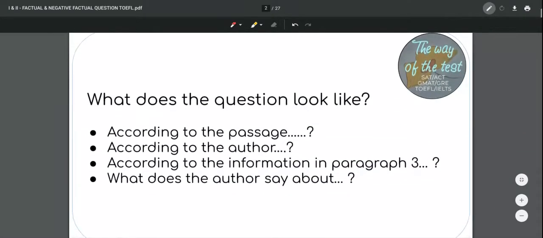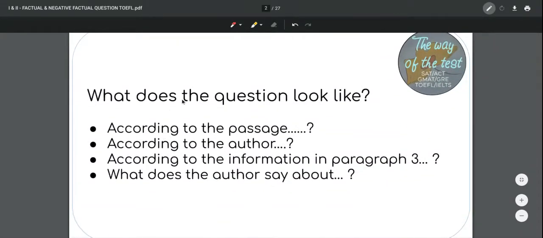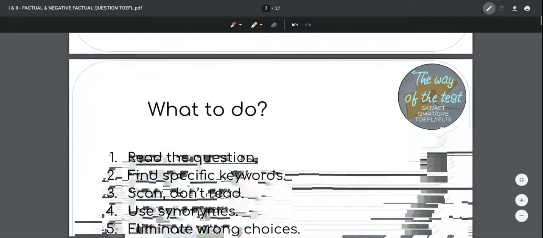Okay, what does the question look like? The question will mostly use some variation of "according to." So, according to the passage, according to the author, according to information in a specific paragraph, or another variation of what does the author say about this or that. So they're going to use very straightforward words like "according to" or "what does the author say," not any other word. They're not going to make you infer, they're not going to use the word probable or probably or any other word.